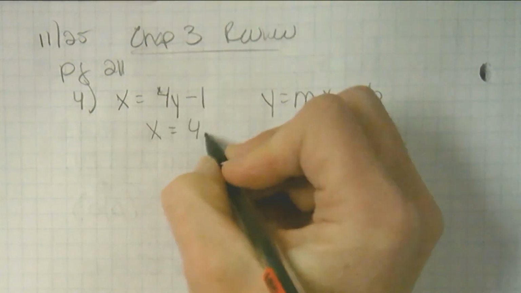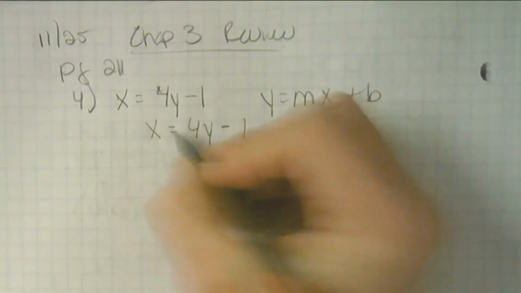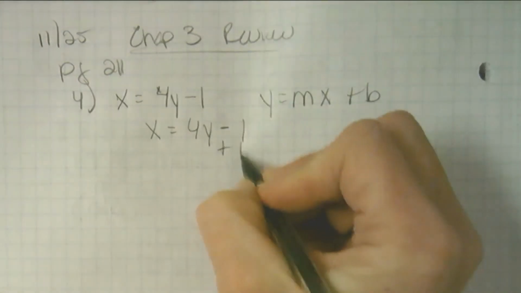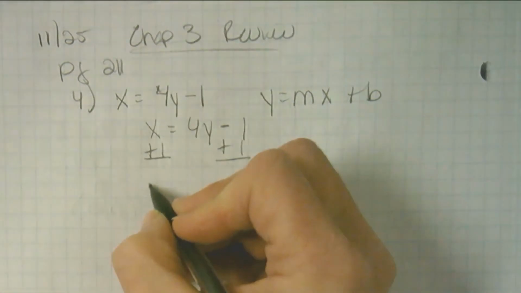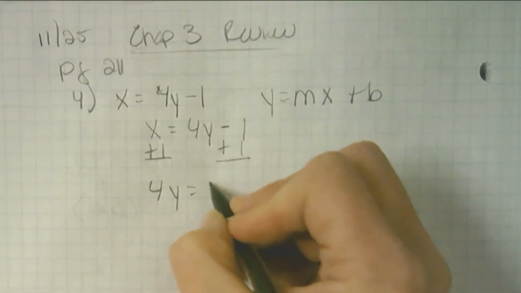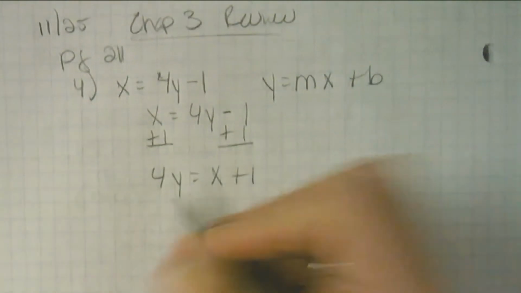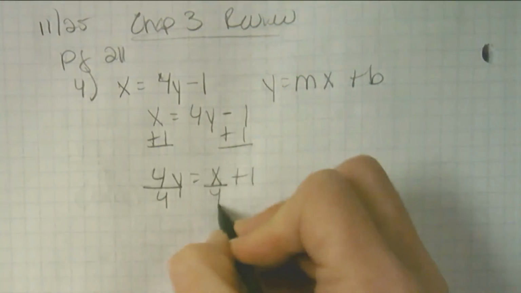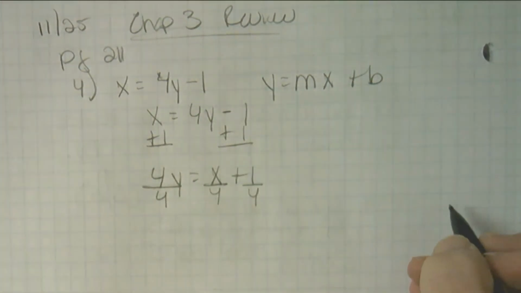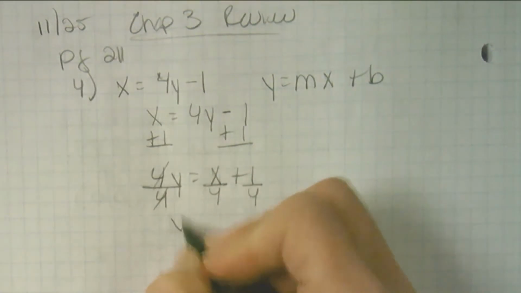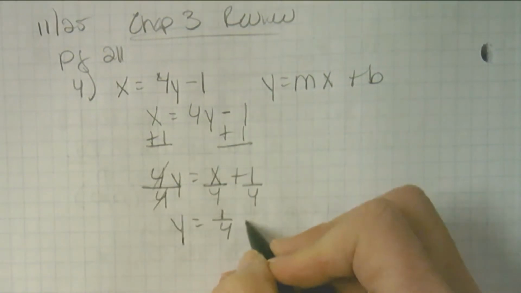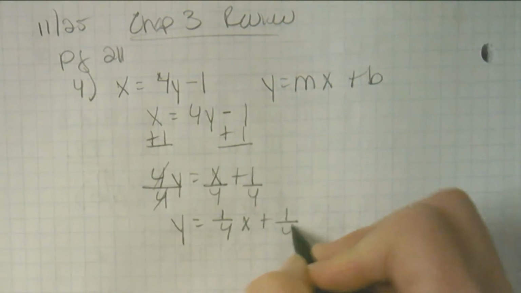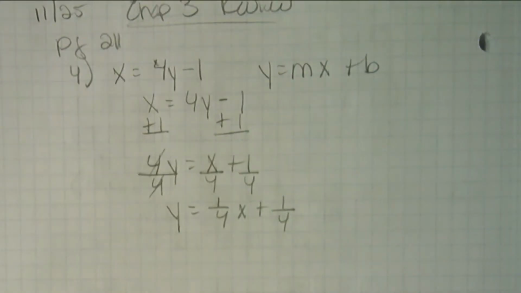So what I need to do is whatever I need to get my y alone. So I'm going to add 1 to both sides. So I get 4y is equal to x plus 1. And then, Ashley, I'm going to divide everything individually by that 4. So I get my y alone. So I have y equals 1/4 times x plus 1/4. Yep, absolutely. All right, so that's 4. Our next one was 18.